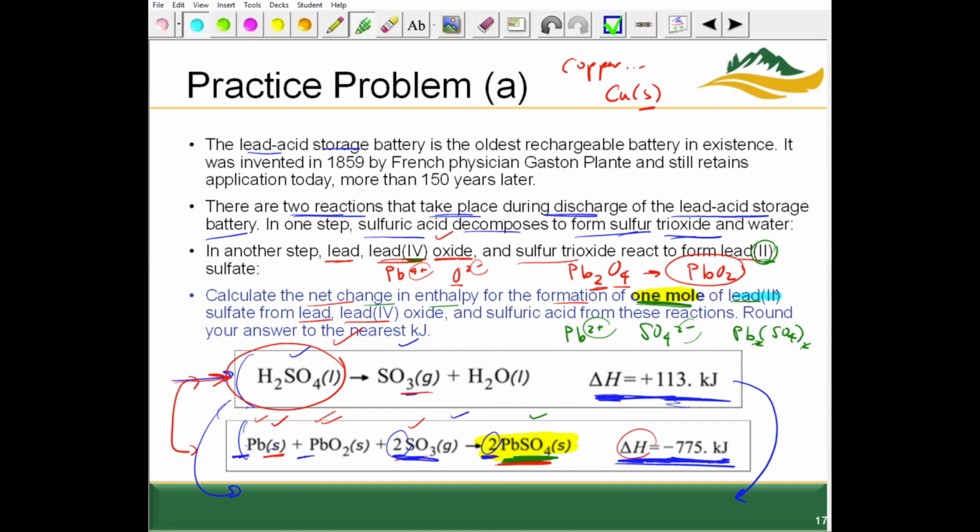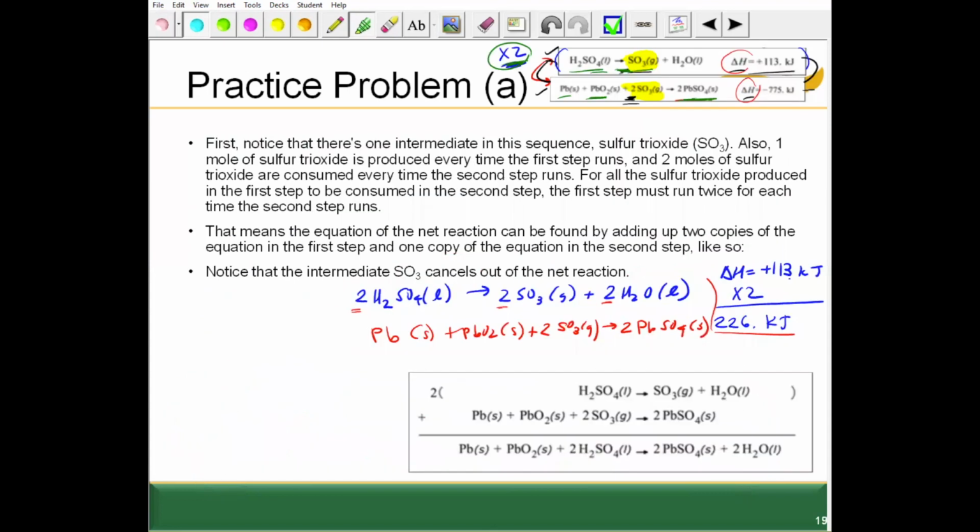So here's the product we're interested in from this reactant and this reactant. We do not have sulfur trioxide as part of what goes into forming 1 mole of this product. Because of that, we knew we wanted to find a way to cancel out the sulfur trioxide when we end up adding these reactions together.